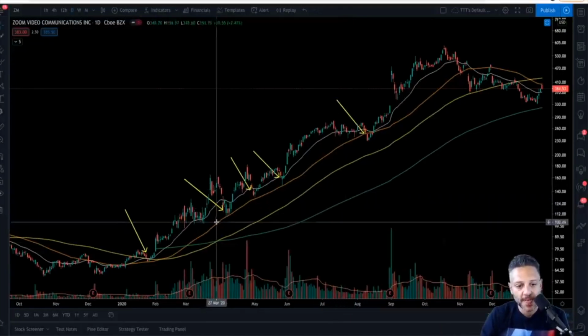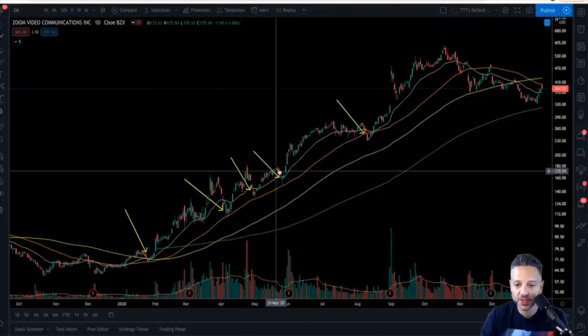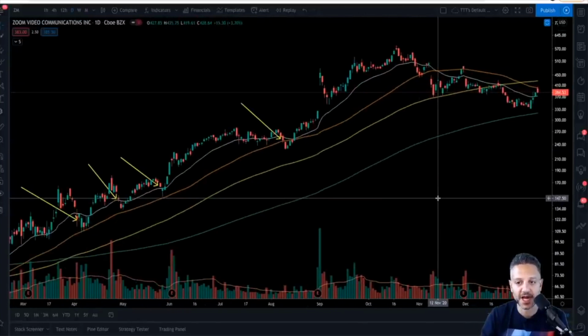So in this case, I see that Zoom bounces off the 50 MA 1, 2, 3, 4, 5 times off the 50 moving average, right?